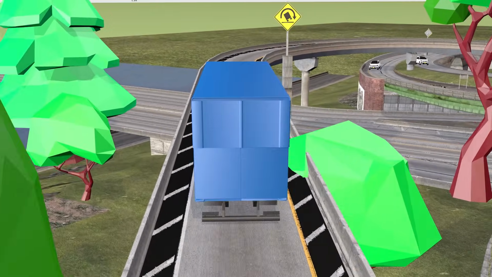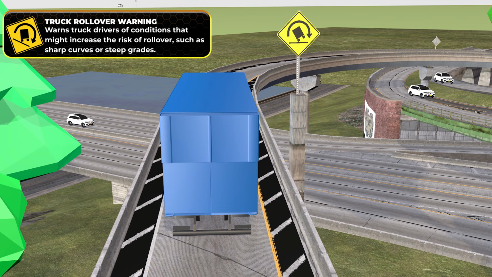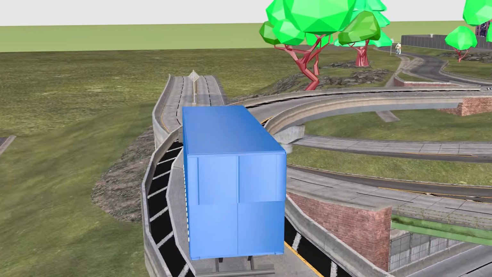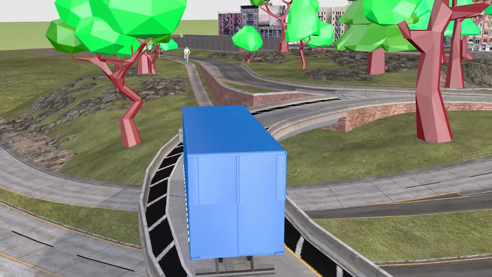This is the truck rollover warning sign, and it alerts truck drivers that the road ahead poses a risk of rollover, usually because of sharp curves or steep grades. Heavy vehicles should reduce speed significantly and stay centered in their lane to prevent tipping over.